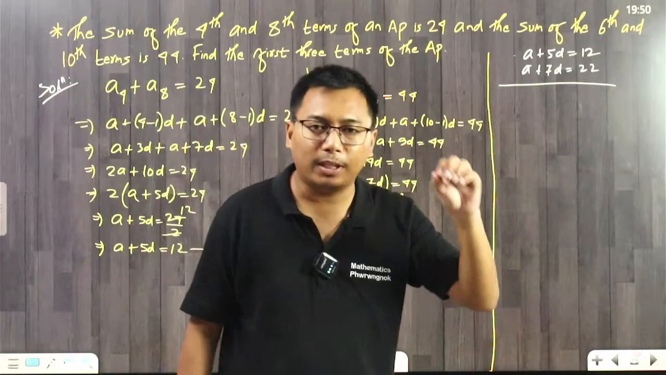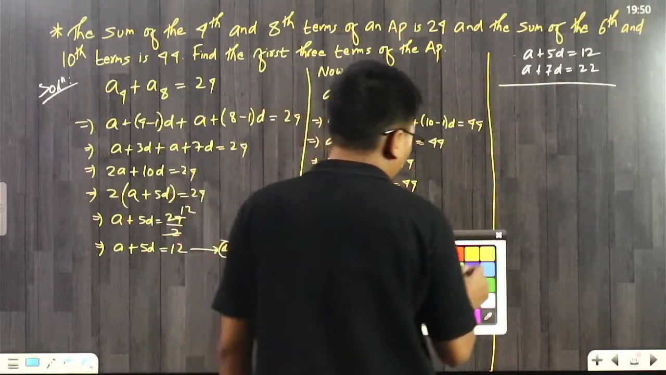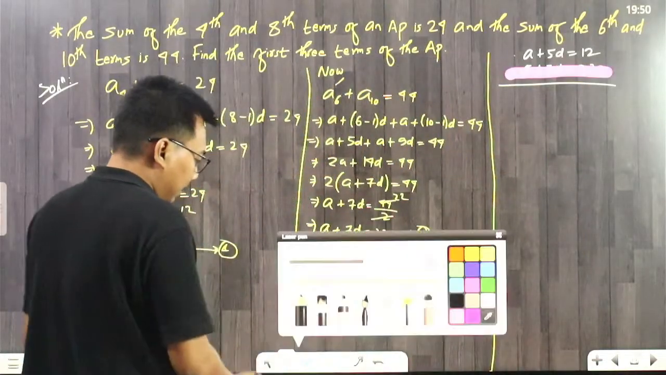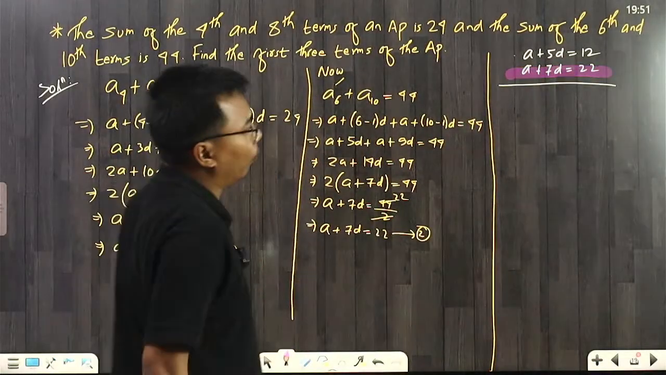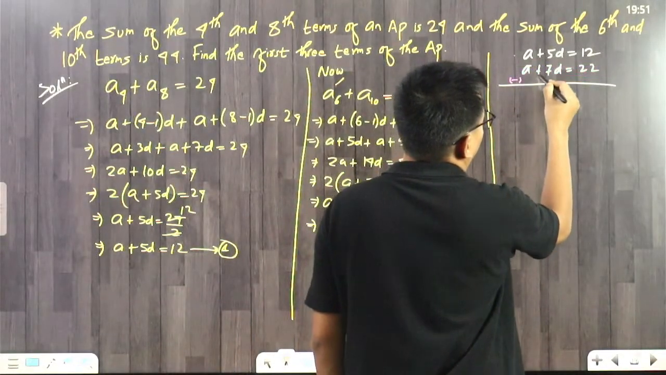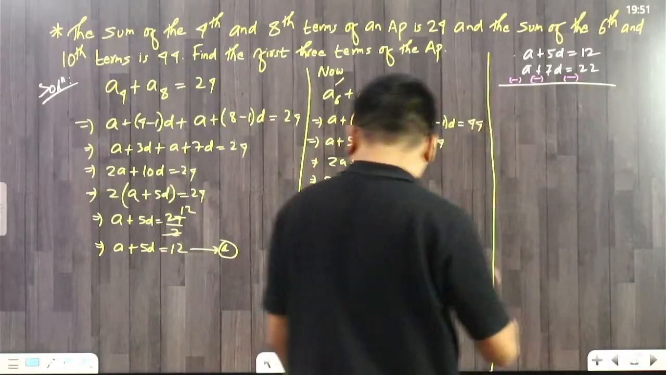And when we subtract them, the signs change. Remember, whose signs will change? The equation number 2. Equation number 2, the signs will change. So here I have plus, so it will become minus. Here we have plus, so it will become minus.